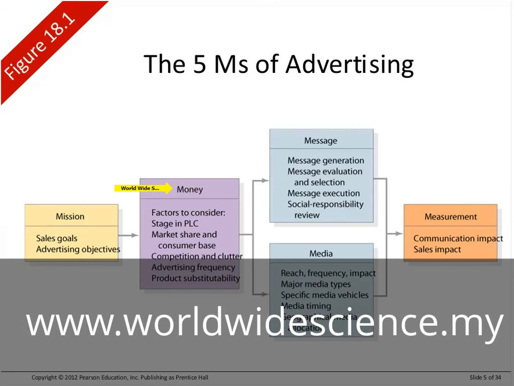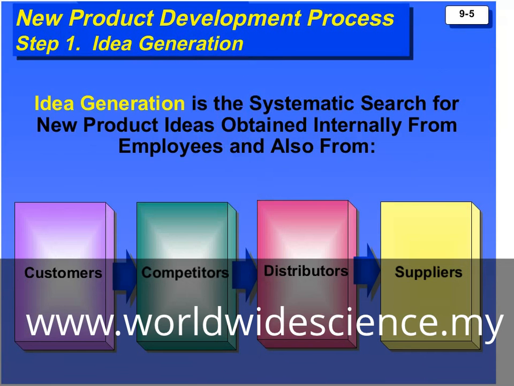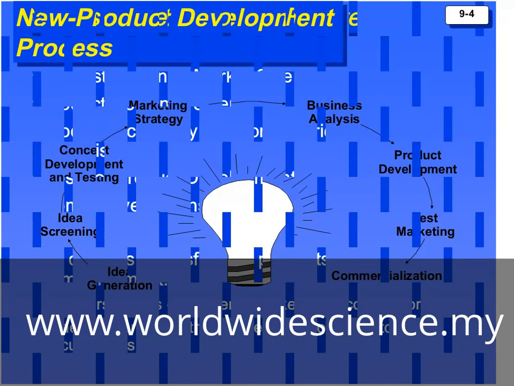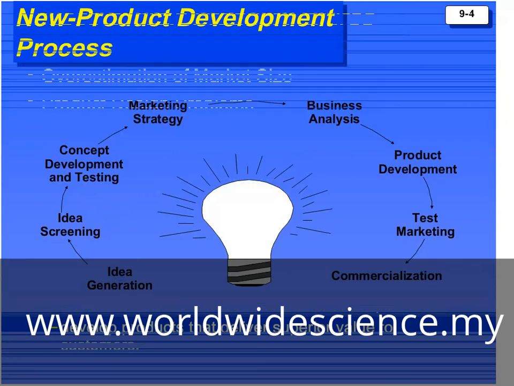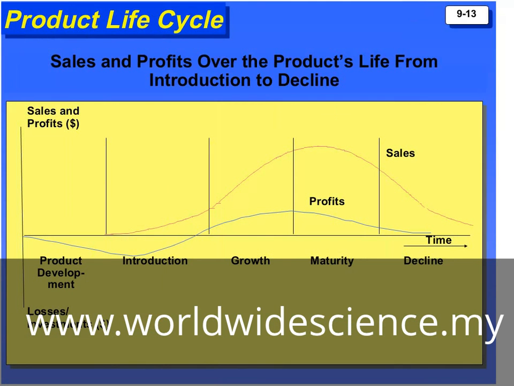The first one is the stage in the product life cycle. Already I explained to you the introduction, growth, maturity, and decline. Okay, I can show you this one again. This is the introduction, for example, of a product, and also you have the growth, profit, and sales.